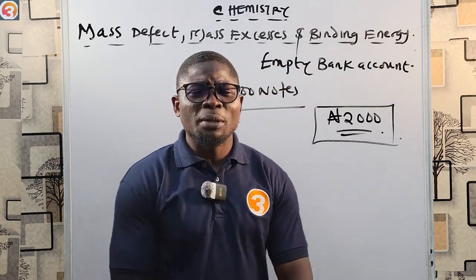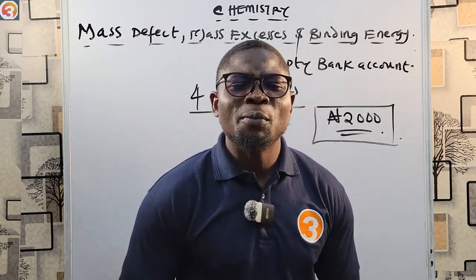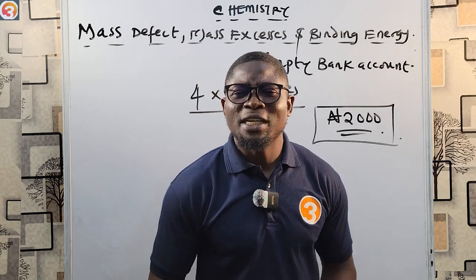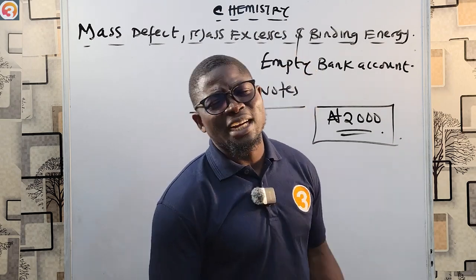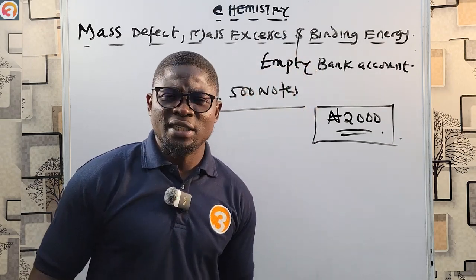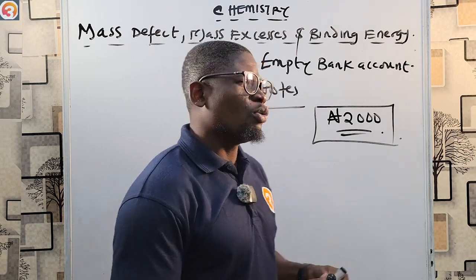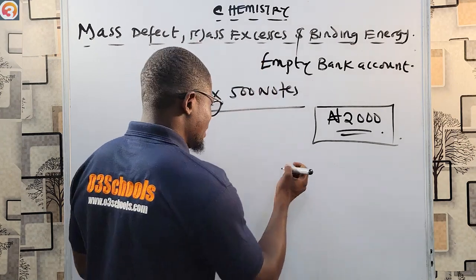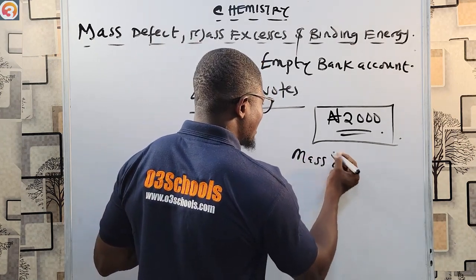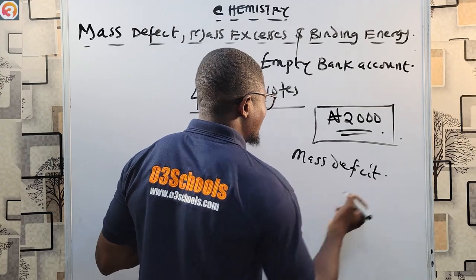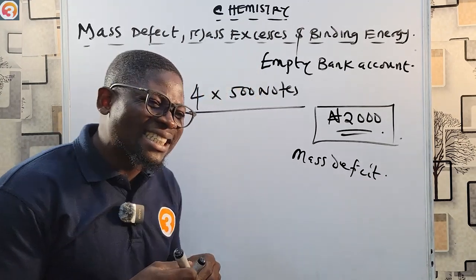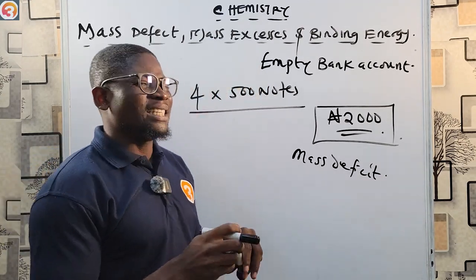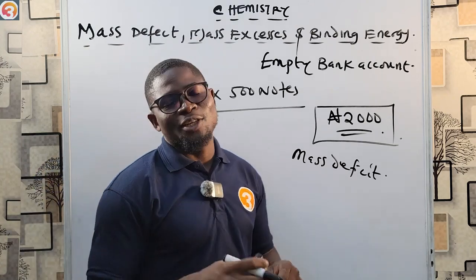You go to the bank and you report the deficit. You tell the bank that you deposited 2,000 naira, but you are seeing 1,950. That one is what is called mass deficit. It is a deficit because you are seeing less than you expect to see in your account.